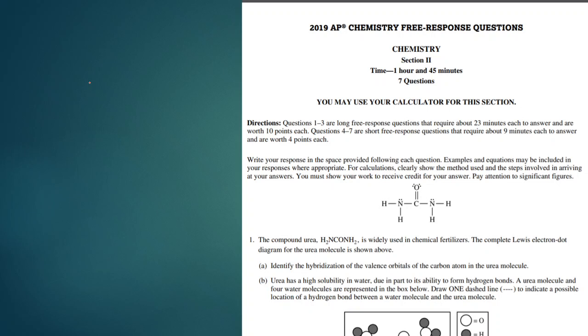So for question number 1, we're talking about the compound urea. And question number 1a talks about the hybridization of the carbon in urea. So before I talk about exactly how the carbon in urea is hybridized, I wanted to go over briefly the technique that we can use in order to identify the hybridization of an atom within a molecule.